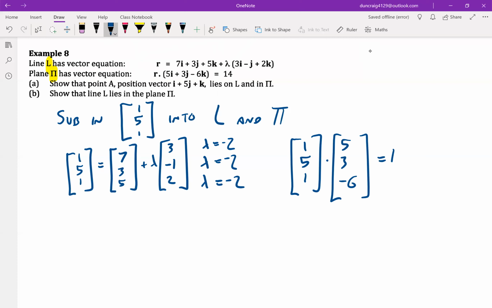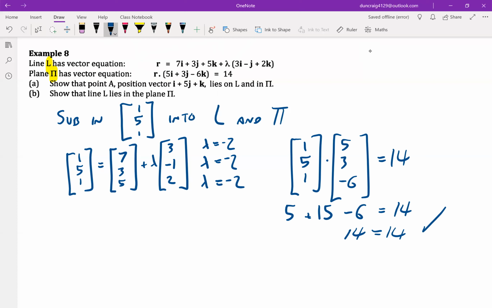That should equal 14. So let's check to see if it works. 1 times 5 is 5. 3 5s are 15. 1 6 is 6. So 20 take 6 is 14. Yep, so that's true there as well, that works.